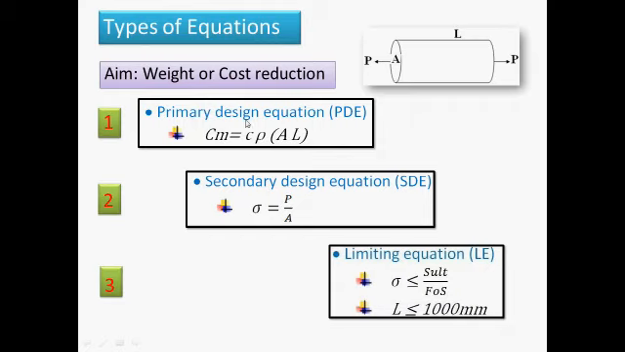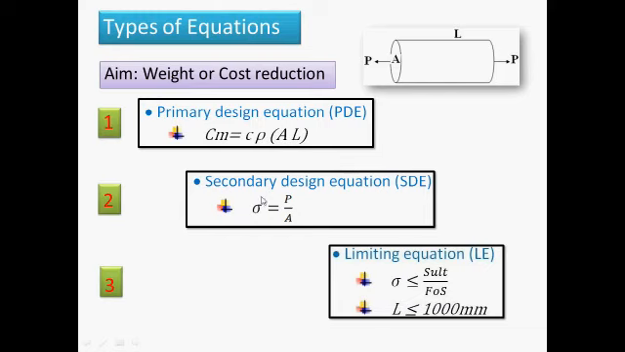What is the primary design equation? The first one is called the primary design equation. My main aim is to reduce the weight. Total weight is given by C into M, and instead of M it is written as rho into A into L. We have seen this equation in the previous slide.